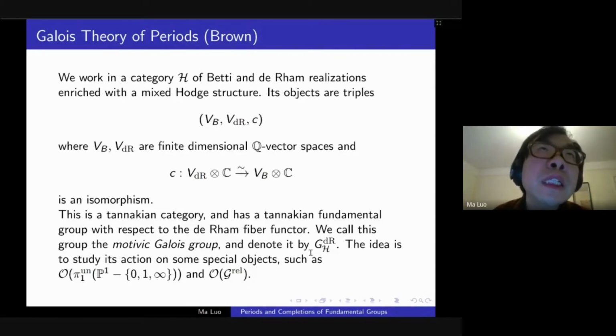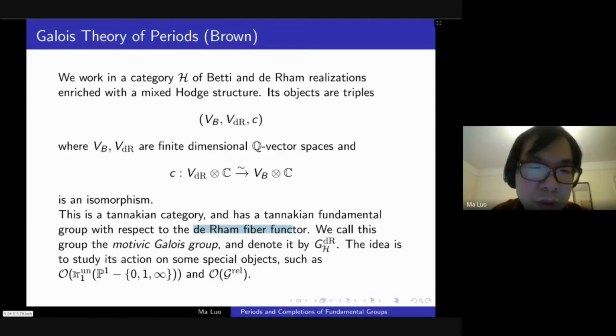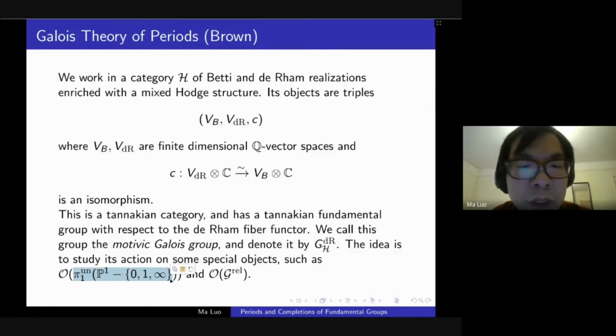If you think back, when you define classical Galois theory for algebraic numbers, you find the symmetries from the defining equations of these algebraic numbers. Here, we go through all this machinery to get a group, or a symmetry, that's acting on probably the defining integral of the periods. And then the idea is to study this action on these special objects, where, as we mentioned before, the coordinate ring of the unipotent fundamental group of P1 minus 3 points, and the coordinate ring of the relative completion of SL2Z.